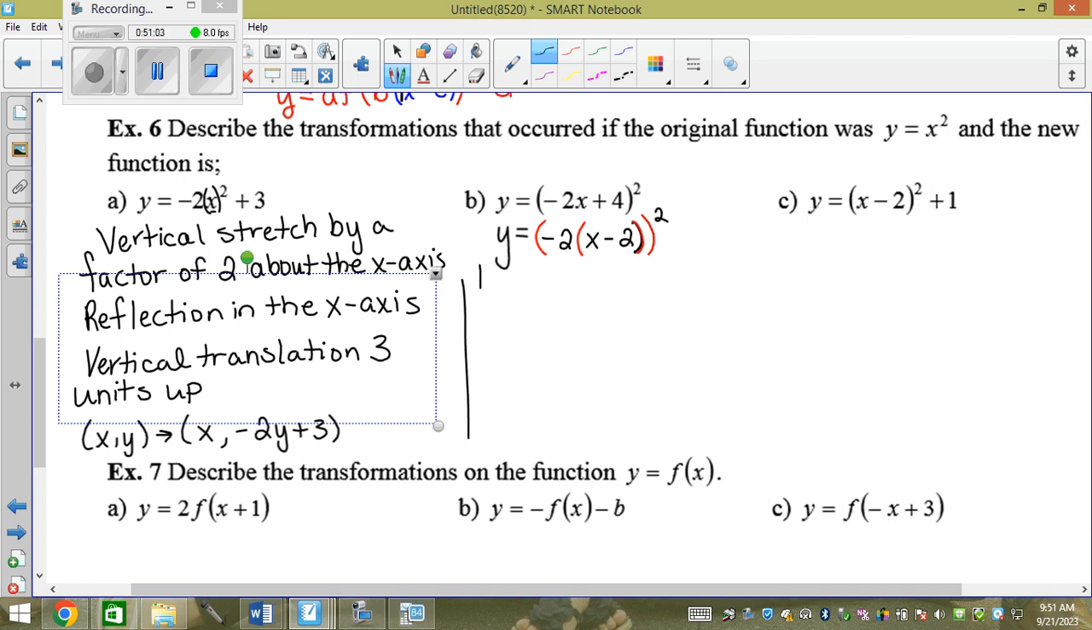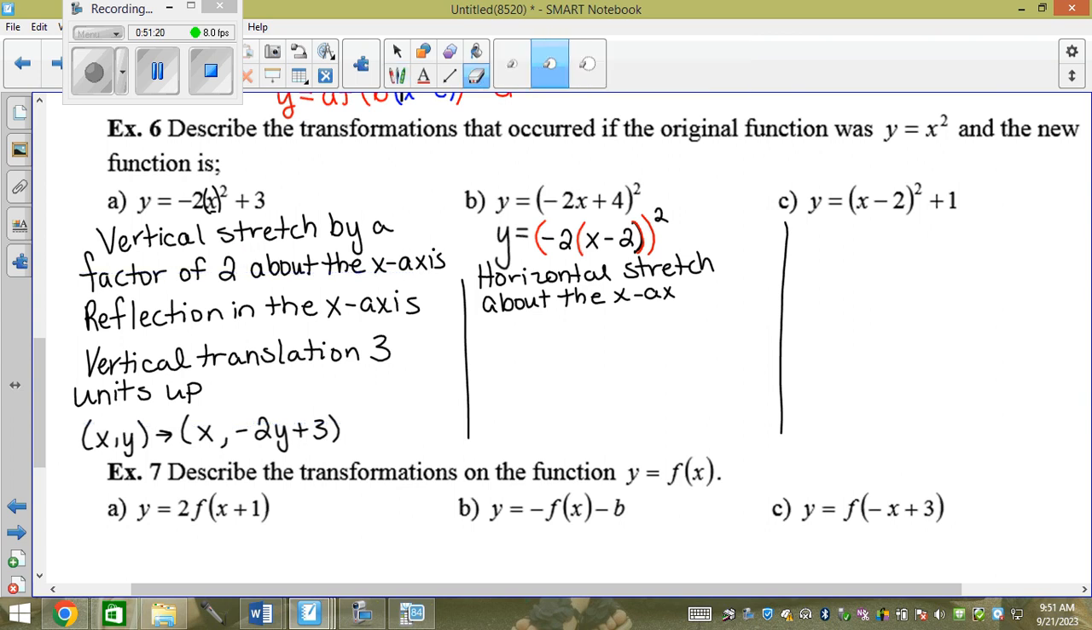So we have a horizontal stretch about the x-axis by a factor of what? Horizontal stretch by a factor of. Wow, I was really writing that out of order. I was just proving that you shouldn't do that. Okay, horizontal stretch by a factor of? It's still two. But we went over 2, 1 over 2. About the y-axis.